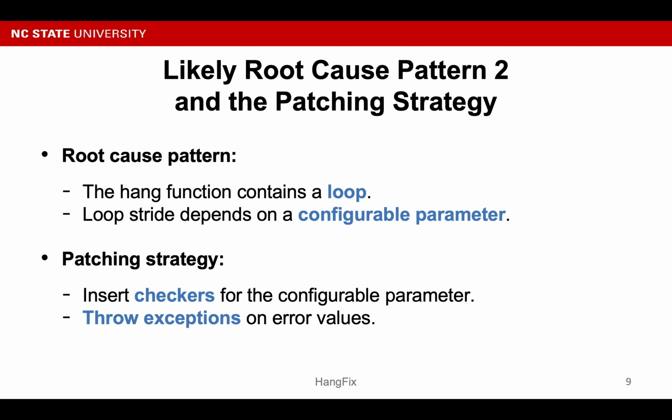If the hang function contains a loop and the loop stride depends on a configurable parameter, we say this hang bug is a pattern 2 bug. To patch the pattern 2 bug, we insert checkers for the configurable parameter and we throw exceptions on the error value set of the configurable parameter.